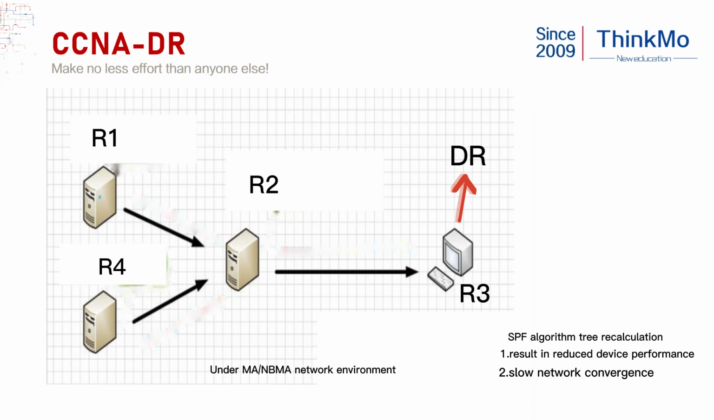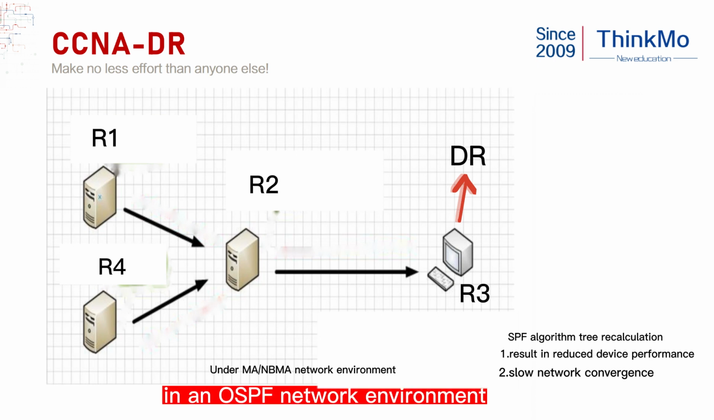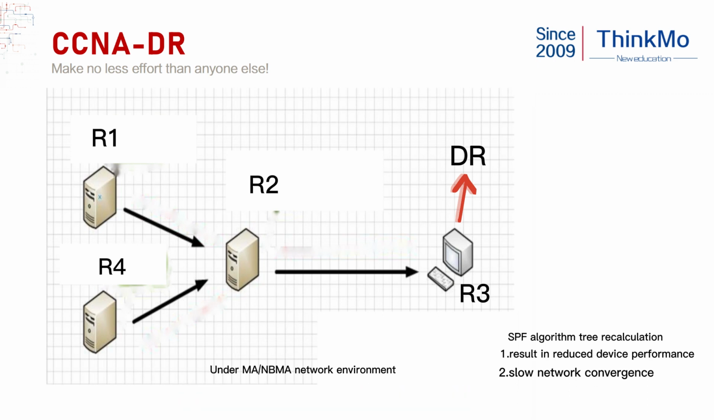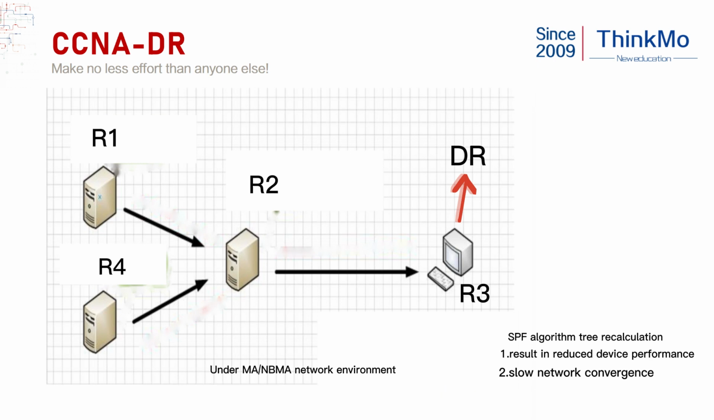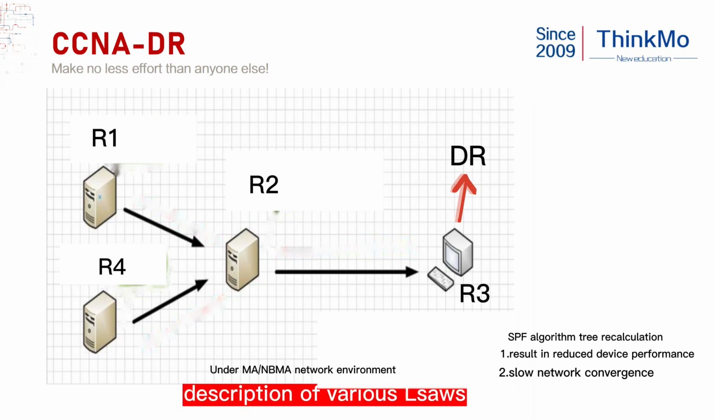So that's why, in an OSPF network environment, DR must not be preempted. This is also a topic that might be covered in some interviews. So you can start by analyzing type 1 or type 2 LSAs. If you have a good knowledge of LSAs, or OSPF topology information, routing information, and the description of various LSAs, if you know enough, then there's nothing wrong with that.